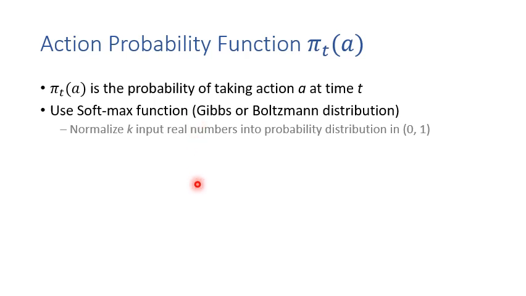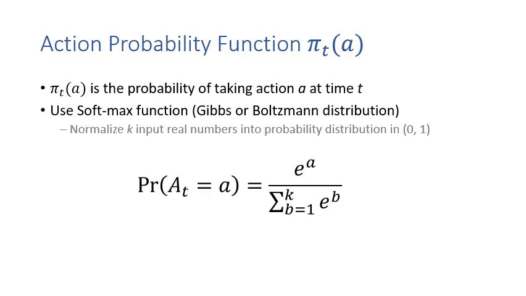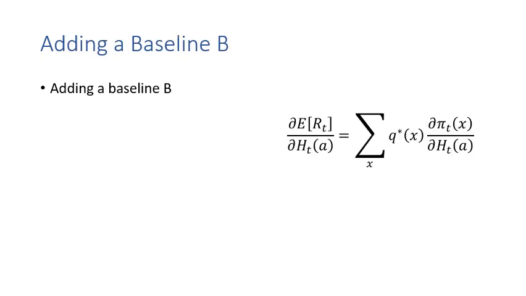So what is the Softmax function? The Softmax function takes k real numbers as input and normalizes them into a probability distribution. So the output is between 0 and 1. So our function pi is actually a Softmax function. There is a trick called adding a baseline, which can improve our learning performance.